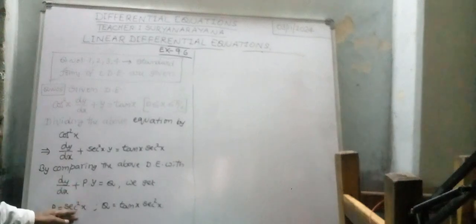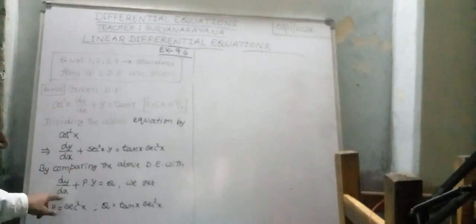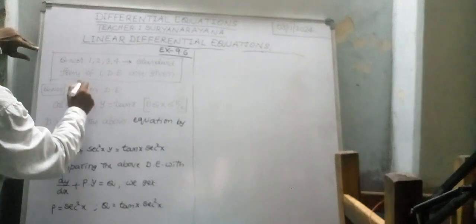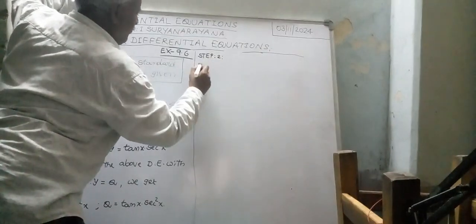Questions number 5, 6, 7, 8, 9, these 5 sums are not given in the standard form. First we have to convert them into the standard form. After converting them into the standard form, we have to find what is p and what is q. So this is the first step. Now we are going to start the second step. The second step is nothing but the integrating factor. This is step 1 only. Now step 2, integrating factor.